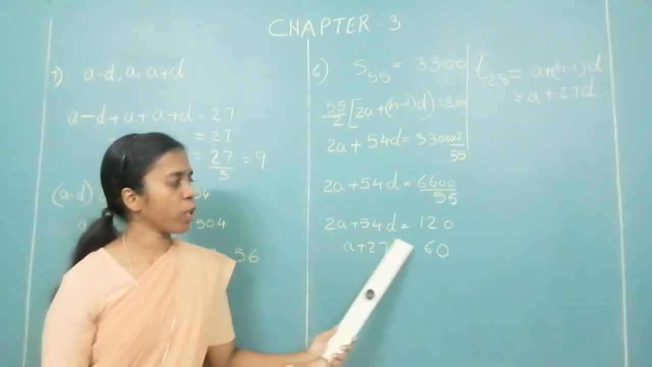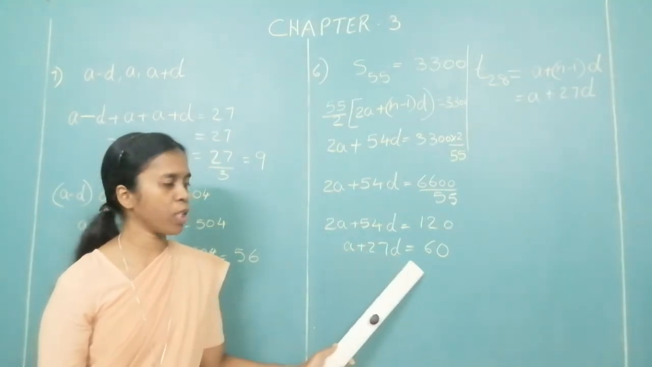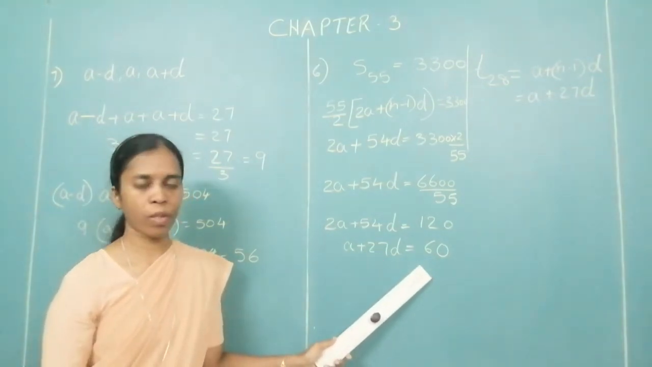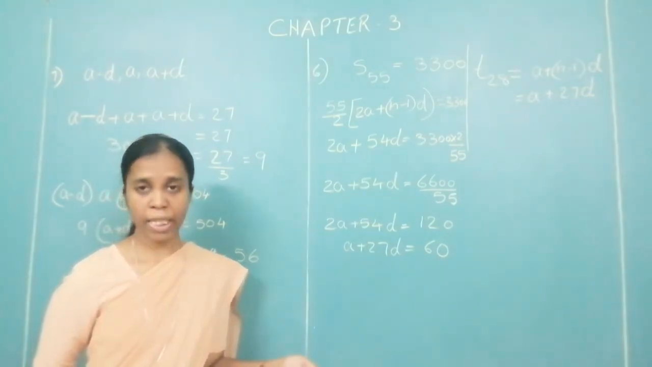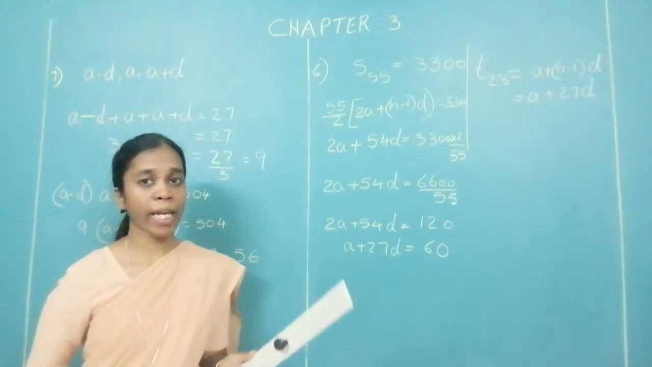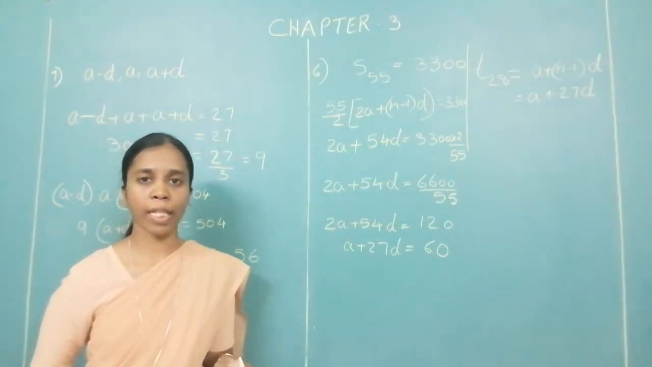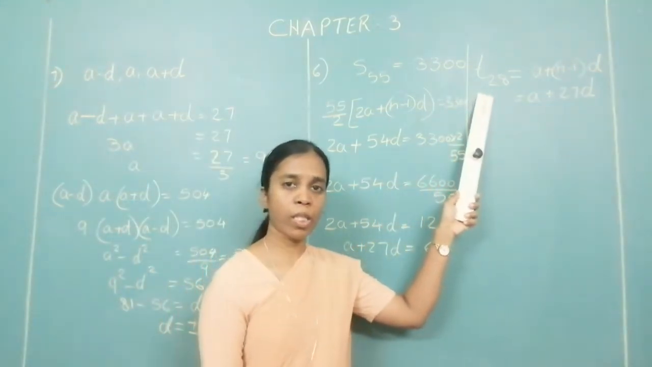As you can see, you can divide throughout by 2. What do you get? a plus 27d is equal to 60. Now, we are stuck over here. What is the question? Find its 28th term. 28th term means T28. This is what is asked to you. Now what is T28?